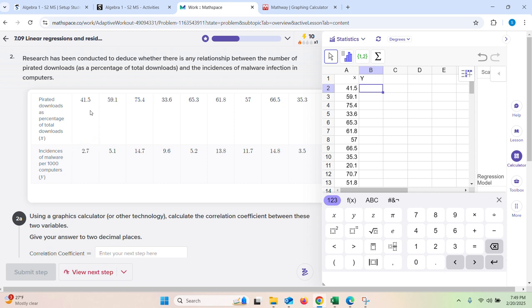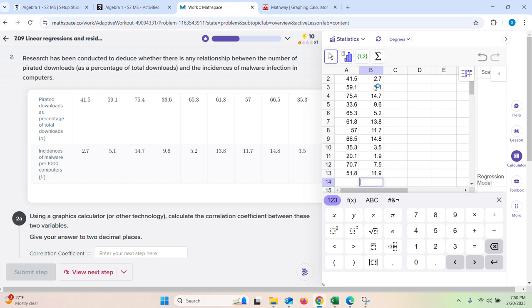Make sure that these numbers correspond, that they're right next to each other, just like they are here. So 2.7, 5.1, 14.7, 9.6, 5.2, 13.8, 11.7, 14.8, 3.5, and then I wrote down the rest, 1.9, 7.5, 11.9.